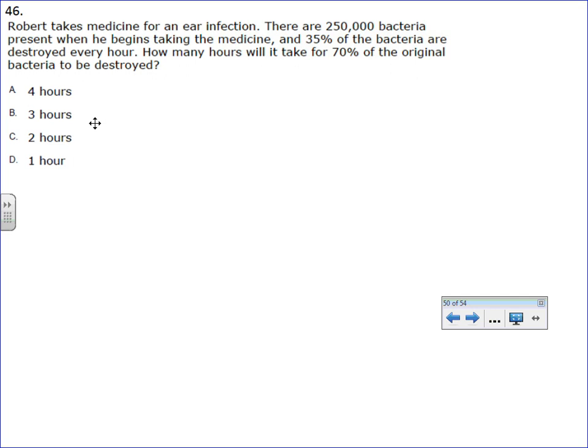Robert takes medicine for an ear infection. There are 250,000 bacteria present when he begins taking the medicine, and 35% of the bacteria are destroyed every hour. How many hours will it take for 70% of the original bacteria to be destroyed? Okay, so a lot of different percents going on here. The first thing that hopefully you're doing is writing your equation, and you remember that it's the y-intercept times your growth or decay factor raised to the x.